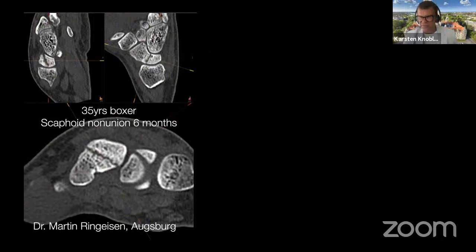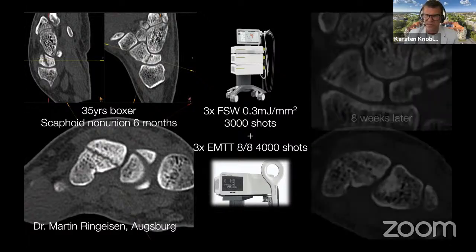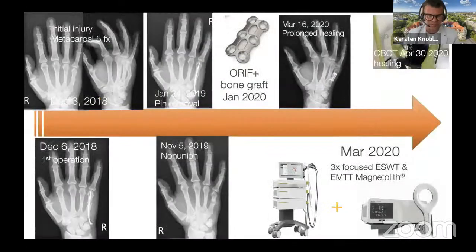Our General Secretary of German Ligas, Martin Ringeisen, did the very same in a 35-year-old boxer with a scaphoid non-union, 6 months after injury. He did 3 sessions, as you see, with the electromagnetic device and 3 sessions with the EMTT, and a CT scan 8 weeks after shows a nice consolidation of the scaphoid non-union.